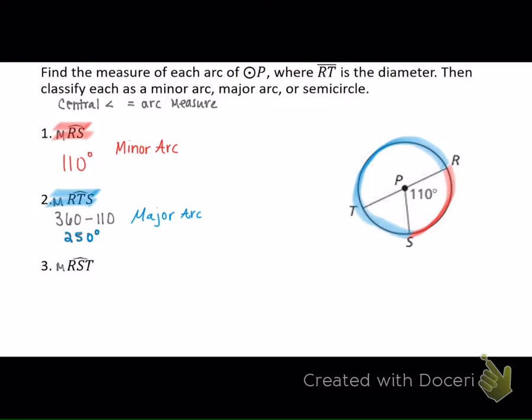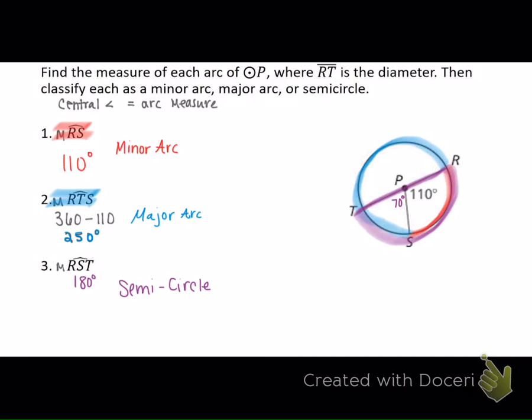Okay. Finally, RST. So S needs to be in the middle, so that's RST. Do we know that RT is a diameter? Does it tell us that? Yes. So what kind of circle is formed here then? Semicircle. If you know that it is a diameter, you have a semicircle formed, which means it's how many degrees? 180. So you know this is 180, so this has to be 70 here. 70 plus 110 is 180, and this is a semicircle.